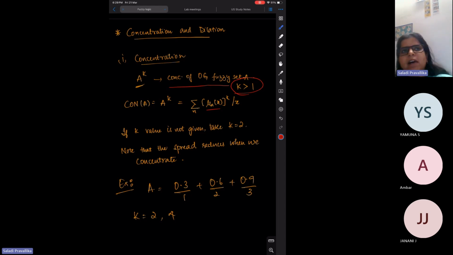If the k value is not given and you are just told to get the concentration of fuzzy set A, then you directly take k equal to 2. So k equal to 2 is the default value.